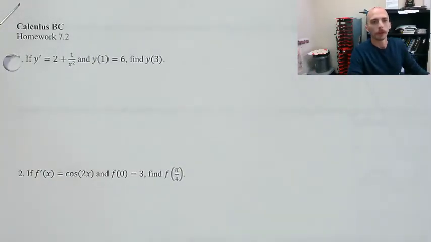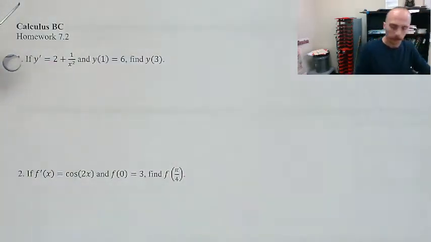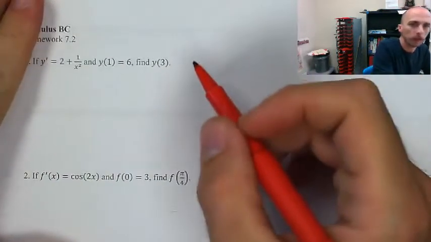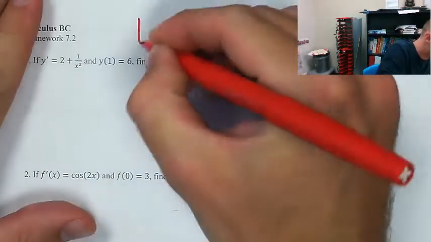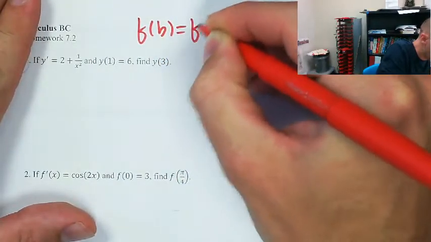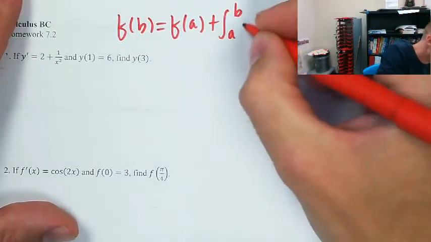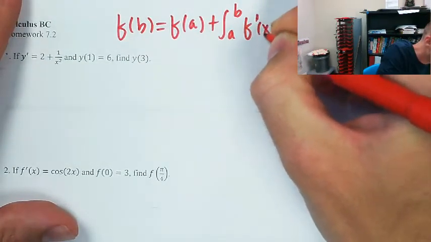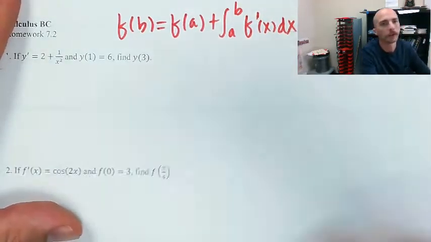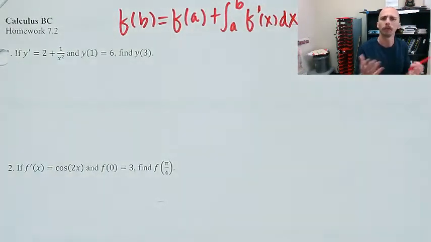In this video, I'm going to be working some accumulation function examples and working through BC Homework 7.2. And I think the big takeaway from this is that we can rewrite the fundamental theorem of calculus as f of b equals f of a plus the integral from a to b of f prime of x dx. That's the big new thing. And we can then apply that to all sorts of different scenarios and more efficiently compute values of an antiderivative using a known value and an integral of its derivative.